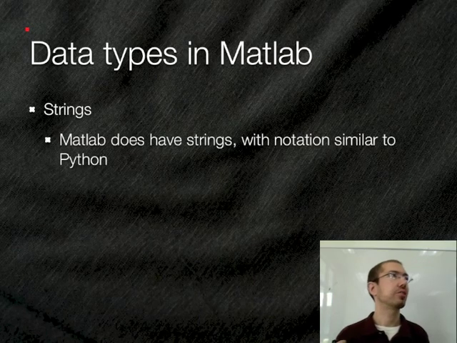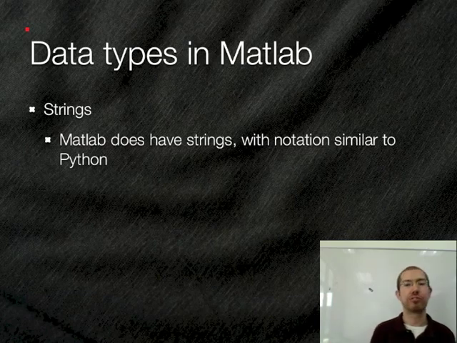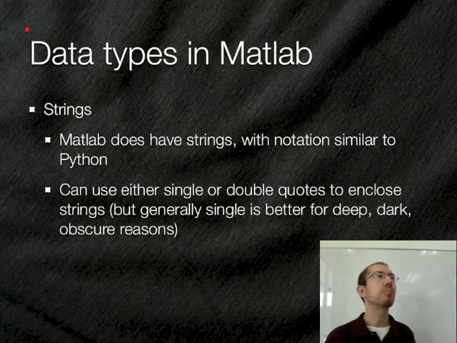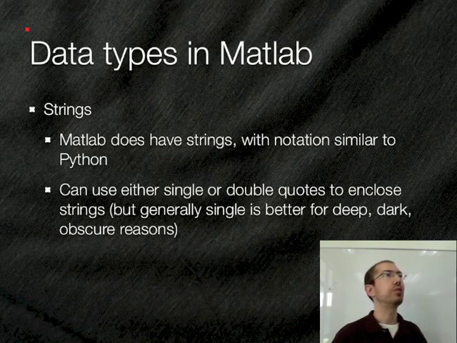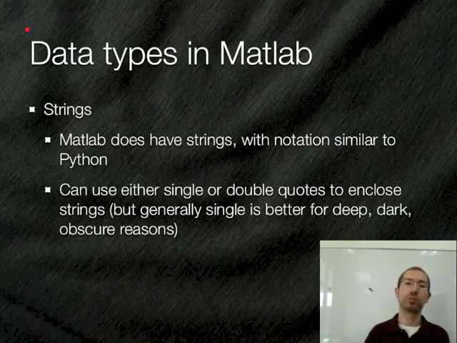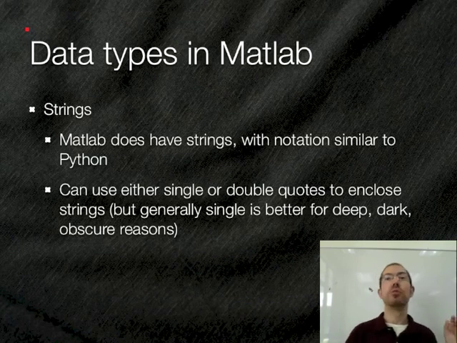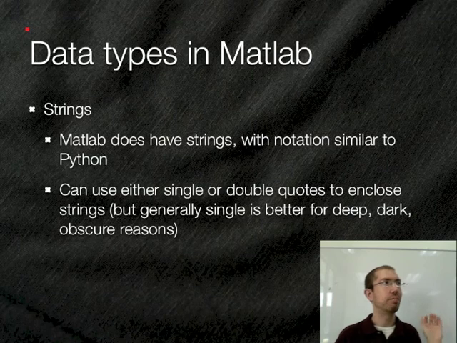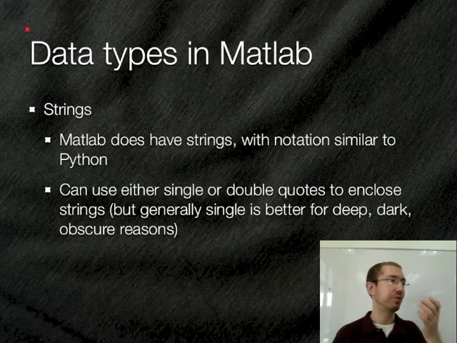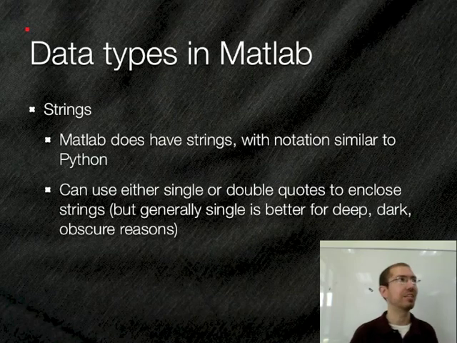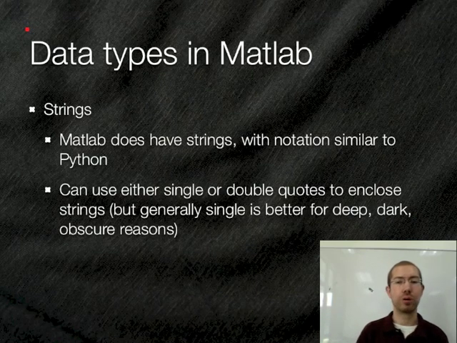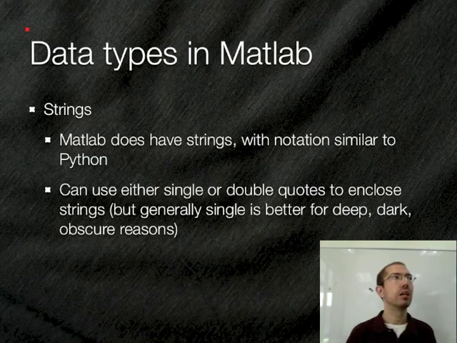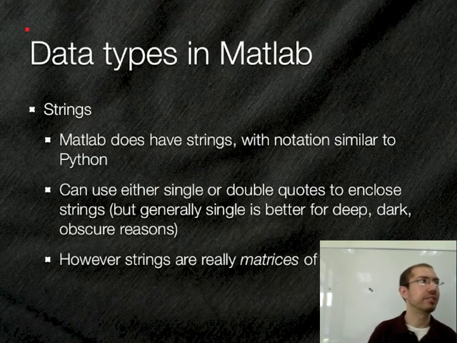Okay, strings. As you've seen, Matlab does have strings. The notation is very similar to Python. In Python, I generally recommended you use single quotes for strings. In Python, you can also use double quotes. In Matlab, you can also use either single or double quotes to enclose strings, but for various reasons that are not worth explaining, it is generally better to just use single quotes for everything in both languages, because it's better in Matlab, and it's better that you don't get confused between Matlab and Python. So generally, just use single quote strings for all strings. That's how you indicate that something is a string. You put it in quotes.